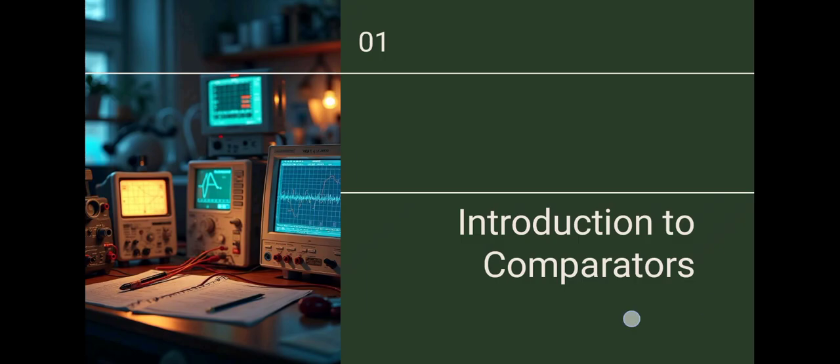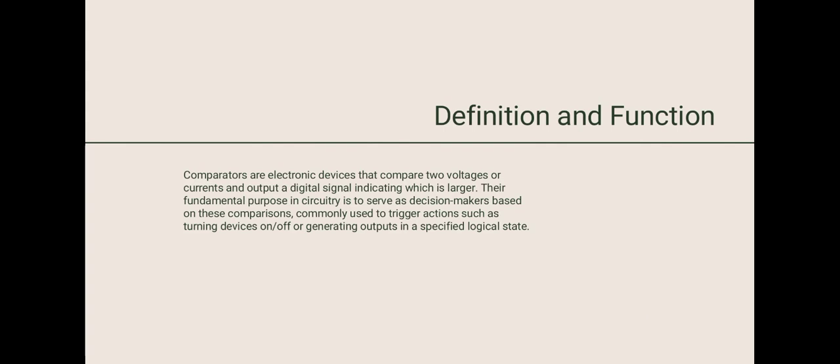Introduction to comparators. Definition and function. Comparators are electronic devices that compare two voltages or currents and output a digital signal indicating which is larger. They are fundamental in circuits to serve as decision makers based on these comparisons, commonly used to trigger actions such as turning devices on or off or generating outputs in specific logical states.